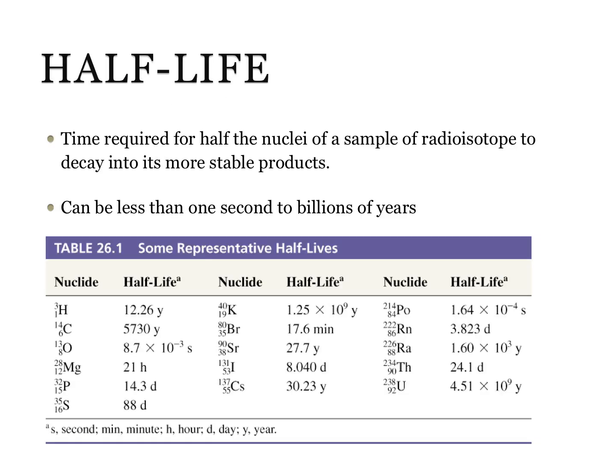I've mentioned the concept of half-life a number of times on that last slide, so let's define it. It's the time required for half of the nuclei of a sample of a radioisotope to decay into a more stable product. It can be less than 1 second, and it can be up to billions of years. This little table down here shows a couple of different radioisotopes. Some are small radioisotopes, like hydrogen with 2 neutrons in the nucleus, called tritium. Its half-life is 12.26 years.